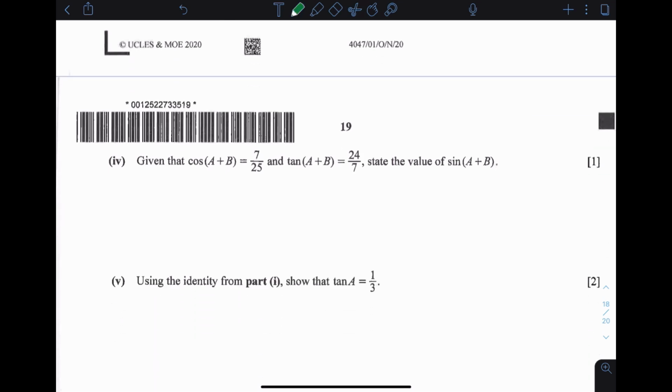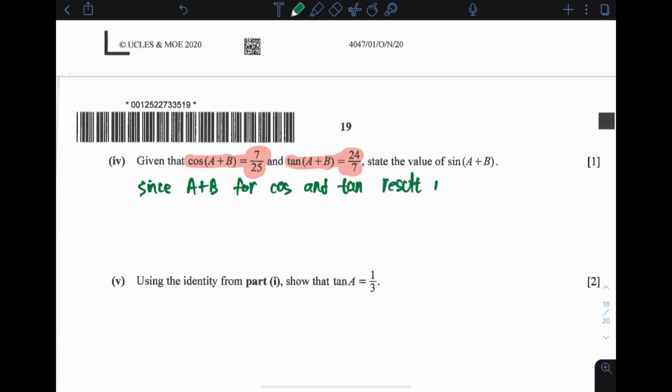Next, cosine of A plus B is this, tangent of A plus B is that. Take note, this is the same A and B that we did just now. Both A and B are acute angles, and they sum up to a positive number. Since both of them are positive, the result is positive. So A plus B is in quadrant 1.